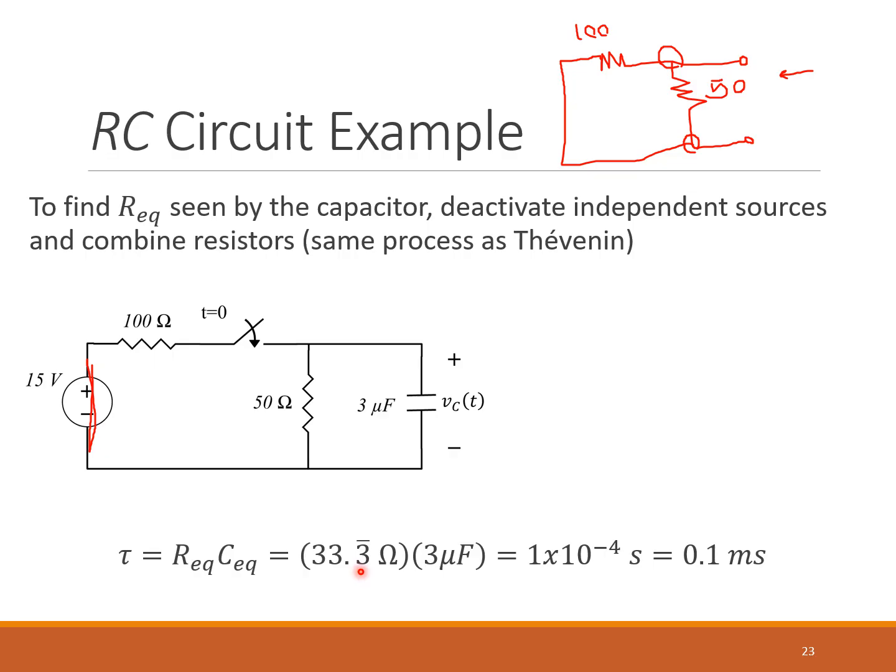We multiply that by our CEQ, which again is just C, and we get our time constant. So if we keep everything in ohms and farads, we'll get seconds. So 1 times 10 to the minus 4 seconds, or 0.1 milliseconds. So again, we can get a sense for the speed of the response of the circuit based on the time constant. So remember, after 5 time constants, we can say the signal is essentially at its steady state value. In this case, because it's charging up, the final value won't be 0, but it's essentially reached its final charge value after 5 time constants, so in this case 0.5 milliseconds, so relatively quick.